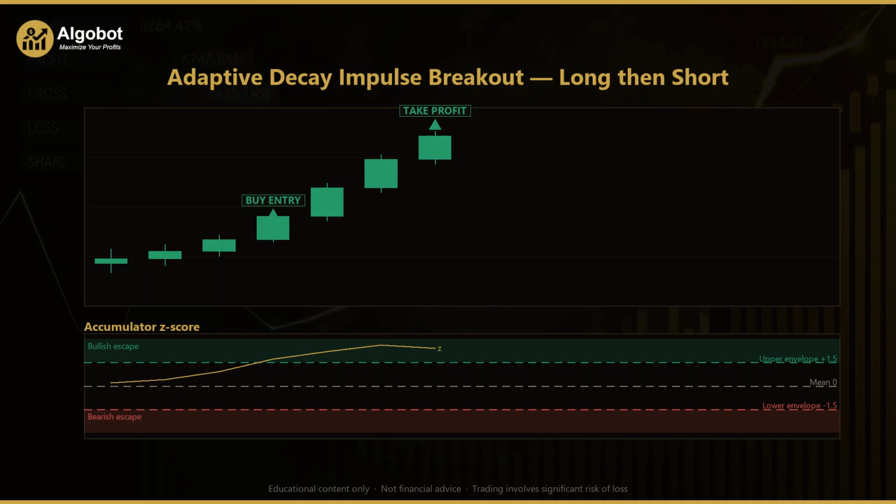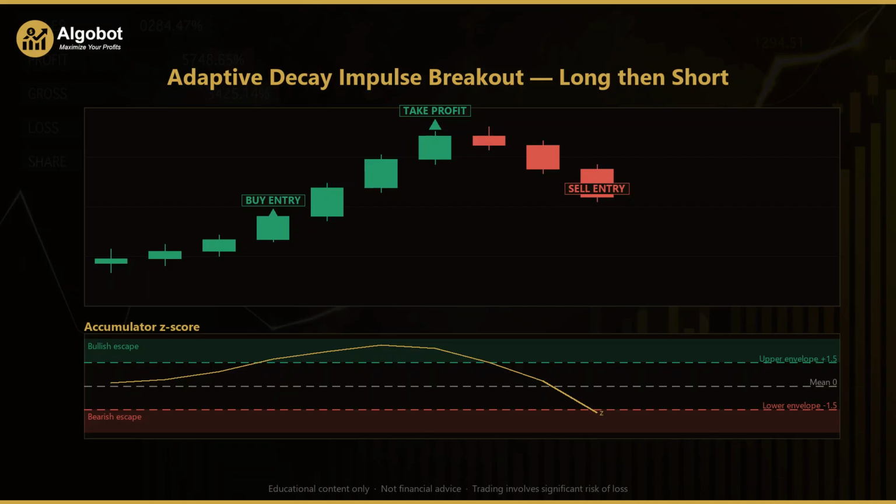This is the moment the long condition is satisfied. The accumulator has escaped above positive 1.5, and critically, it is still accelerating upward, meaning the imbalance is building rather than fading. That's the buy entry marker you see on the chart. The stop is placed below, at a distance set by the true range volatility, and the take-profit target is placed farther above, giving that reward-to-risk shape of about 1.5 to 1.